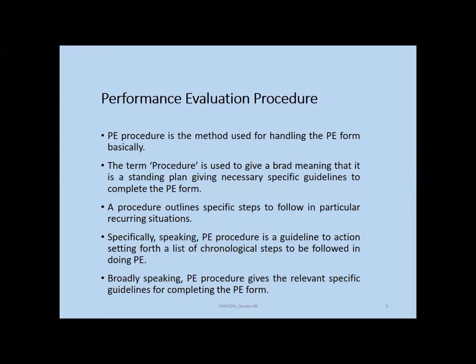Another component is the performance evaluation procedure. The simple idea of a procedure is systematic guidelines. The performance evaluation procedure is basically the method used for handling the performance evaluation form. Now we have an idea about the performance evaluation form. That form is used to collect evidence and record the collected evidence.